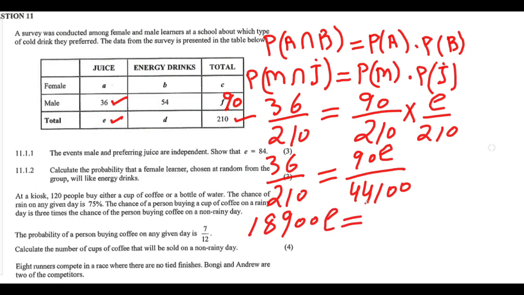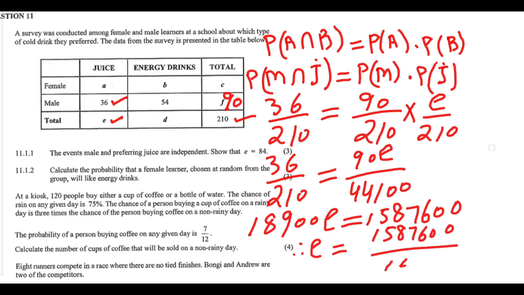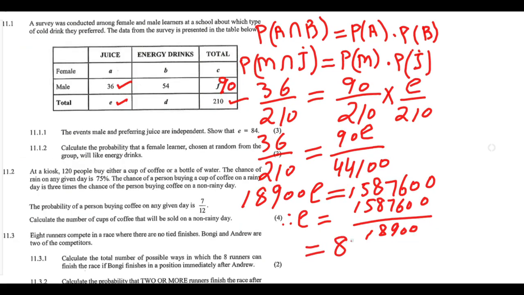Then 90E multiplied by 210, the answer will be 18,900E. I use my calculator: 44,100 multiplied by 36, the answer will be 1,587,600. Now we need to find the E. On both sides I divide by 18,900. So therefore E is equal to 1,587,600 over 18,900. The answer will be 84. I use my calculator. So there I proved E is equal to 84.